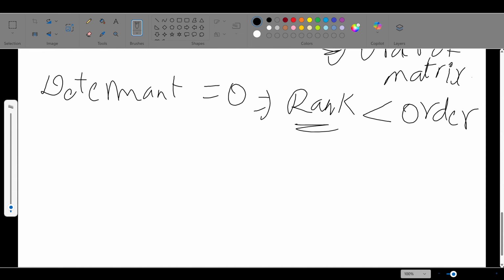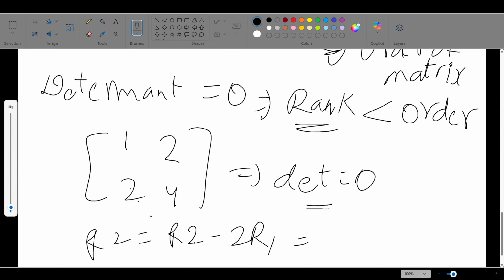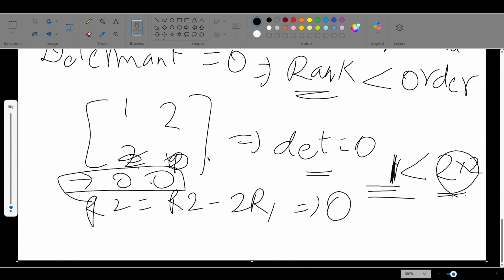Let's see a small example. Here the determinant is 0, which means you can do R2 is equal to R2 minus 2R1. You can do this, right? So R2 will become 0, 0 here, 0 here. So how many zero rows? This, right? What is the rank? 1. So 1 is less than the order, which is 2 by 2, which is 2, right? The rank is less than the order, right? So this is how we do.